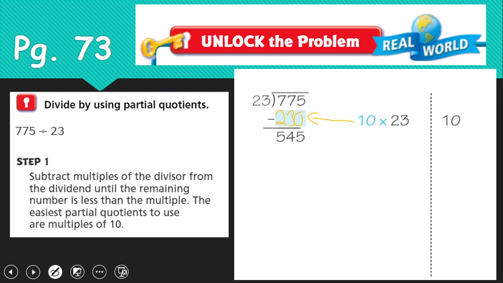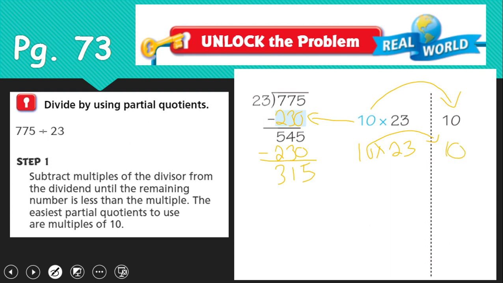Good. And when you subtract that, you're going to be left with 543. Now you're wanting to track on the other side of this line how many tens you used, or how many times you multiply by 23. So let's go ahead and do another 10 times 23 here, because it's less than my dividend. All right, so we're going to subtract. 543 minus 230 gives me 315. And I'm going to go ahead and track that 10 I used again over here so I don't forget. You want to do it every time.